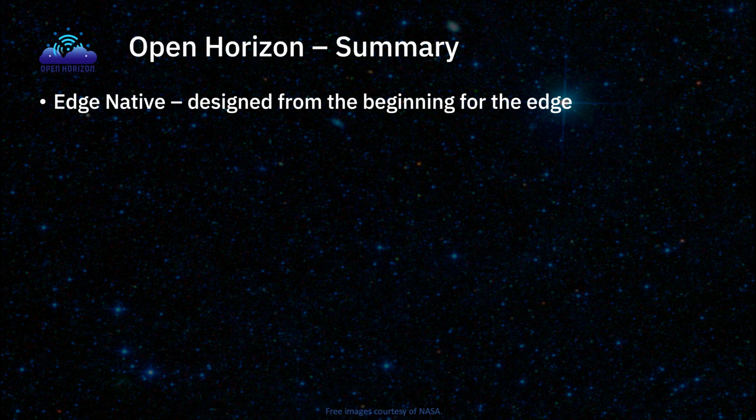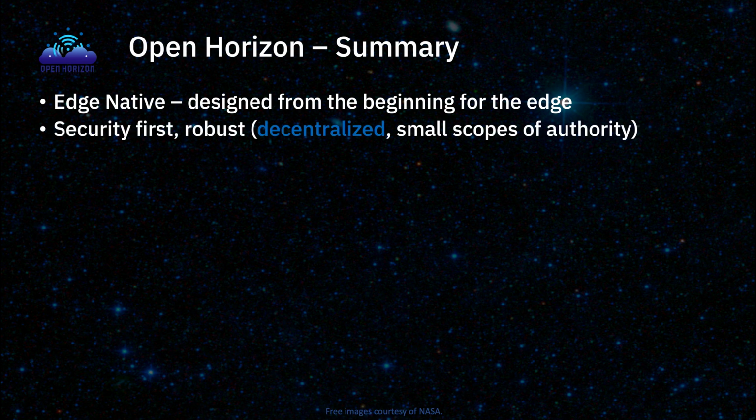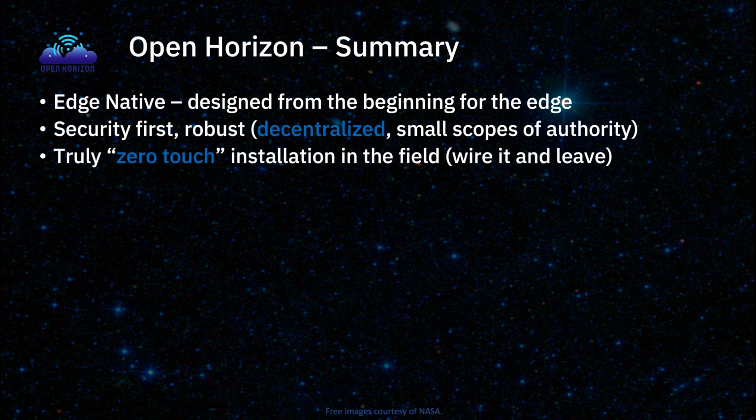Open Horizon is edge native. It was designed from the beginning for the edge environment, which is very different from the cloud environment and very different from the IoT environment. It's a security first solution. It's designed to be robust, and it's mostly decentralized and has small scopes of authority for each of the components. So it's very difficult for a system-wide problem to occur in Open Horizon, even when under attack.